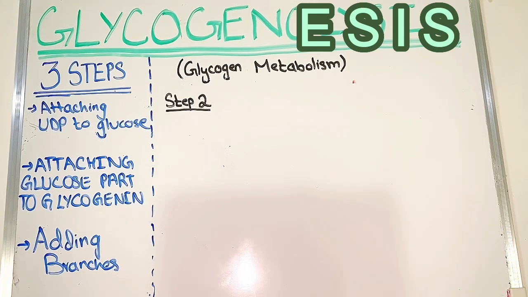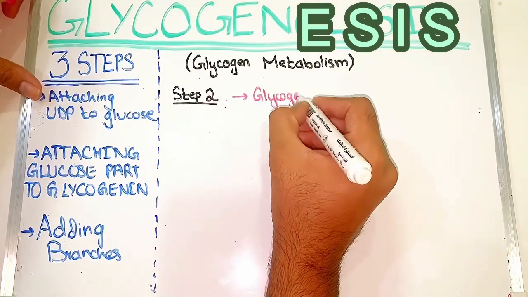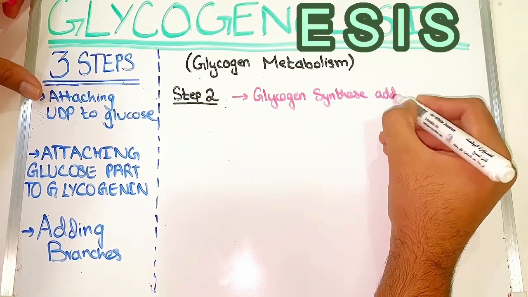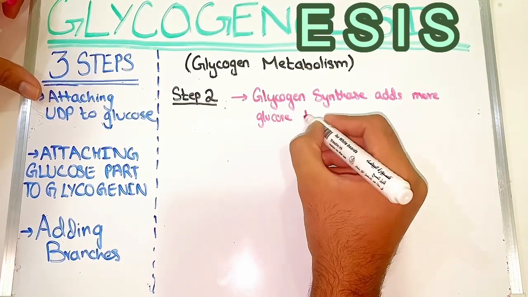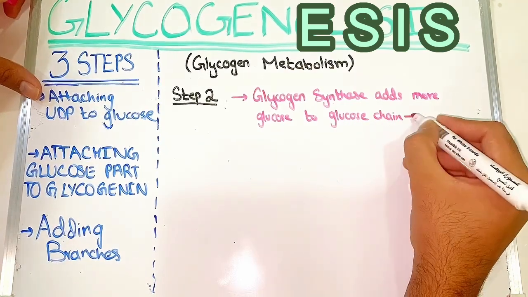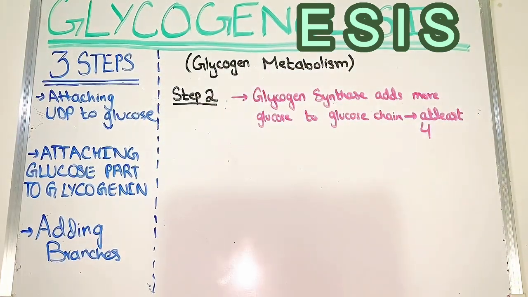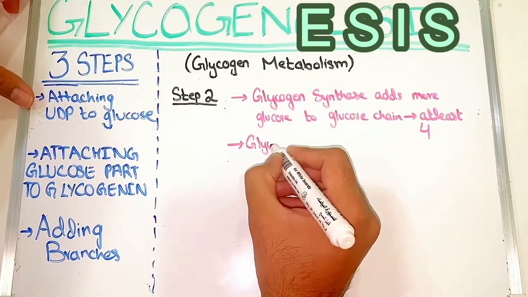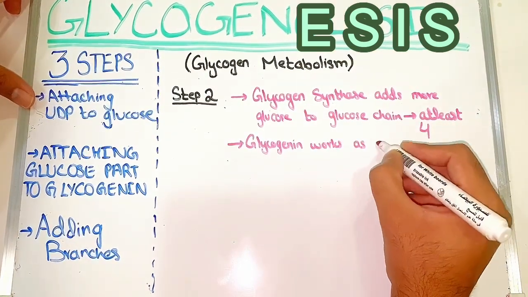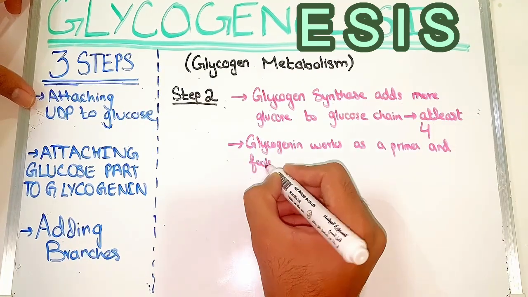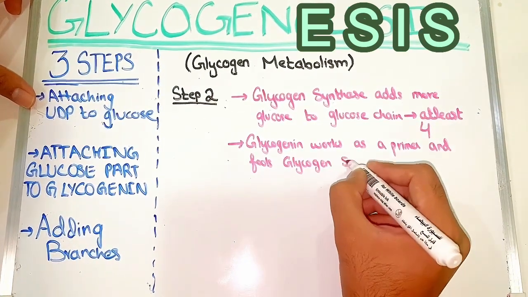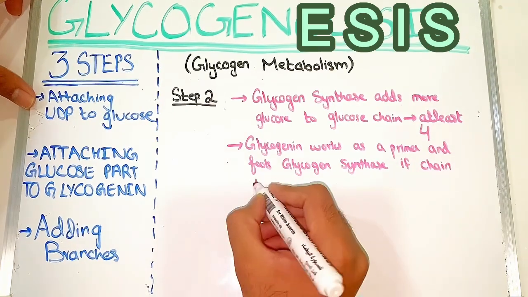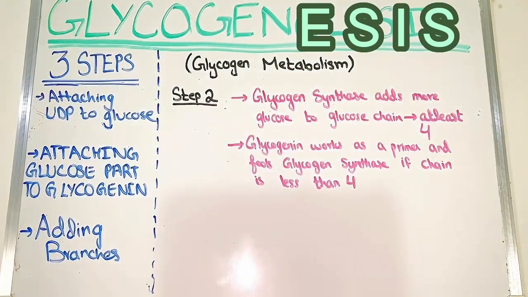The second step of glycogen metabolism is attaching the glucose part of UDP to glycogen. As we know, glycogen synthase adds more glucose to the glucose chain, which should be at least 4 molecules long. If it is not 4 molecules long, then glycogenin takes part and works as a primer and fools glycogen synthase. And this causes glucose to add in the glucose chain.